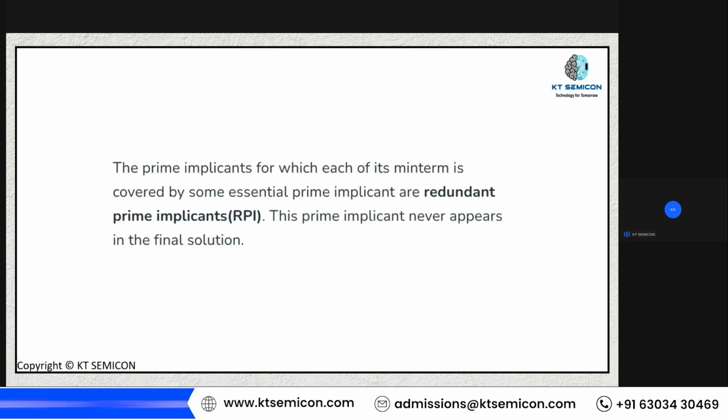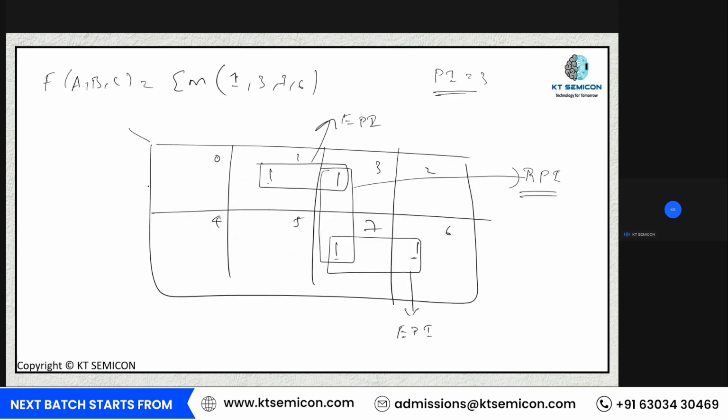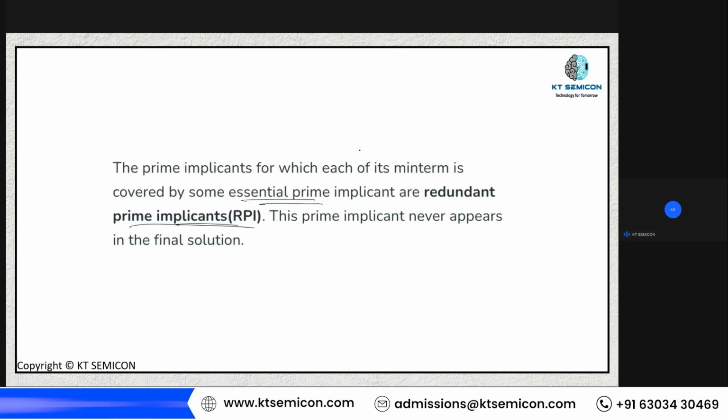The implicants for which each of the minterms is covered by some other essential prime implicants are known as redundant prime implicants, and this prime implicant never appears in the final solution. So we are not going to write down this particular minterm expression in our final solution. We are only going to include the essential prime implicant solutions in our final solution.